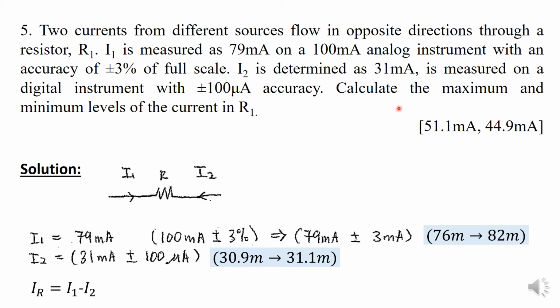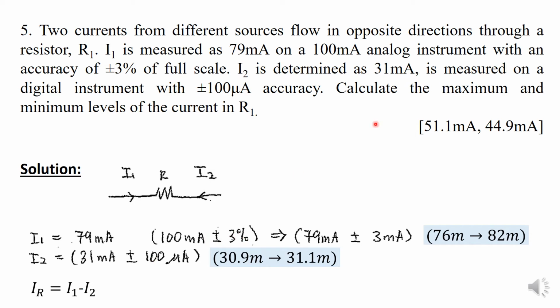Calculate the maximum and minimum levels of the current in R1. Why does the question ask us to find the maximum and minimum levels? Because due to the error, it is plus minus, so we will have the reading of I1 and I2 in a certain range. So we can find the maximum and minimum level.